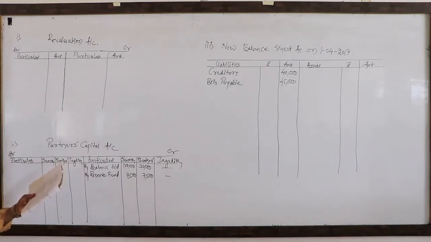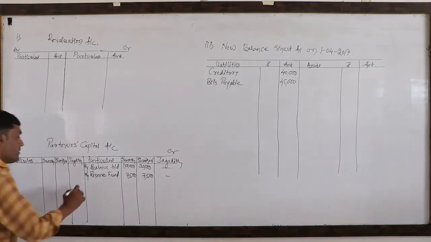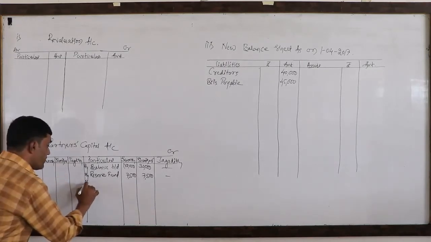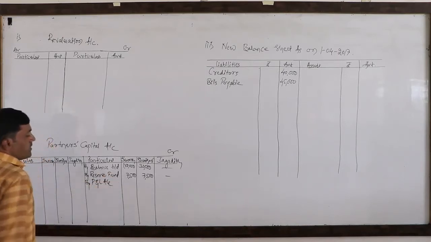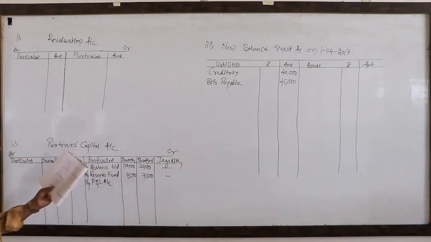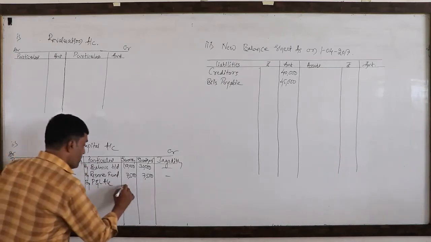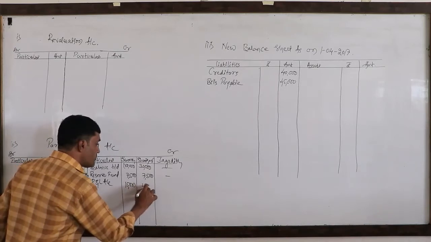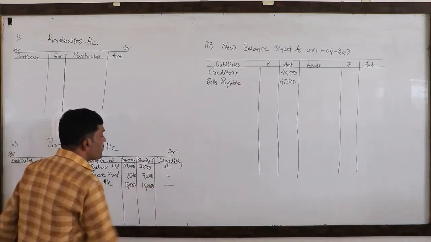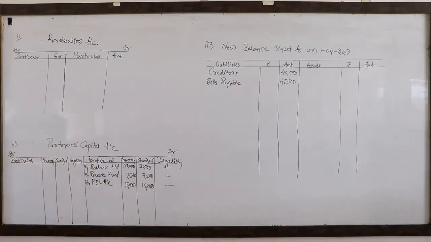One more, the last one, that is also an inside liability, the P&L account. That is accumulated profit. We need to distribute it among the old partners in their old ratio, that is equally. The 30,000 is to be distributed equally, 15,000 each. No need to distribute this to the new partner. With this I have completed all the liabilities.